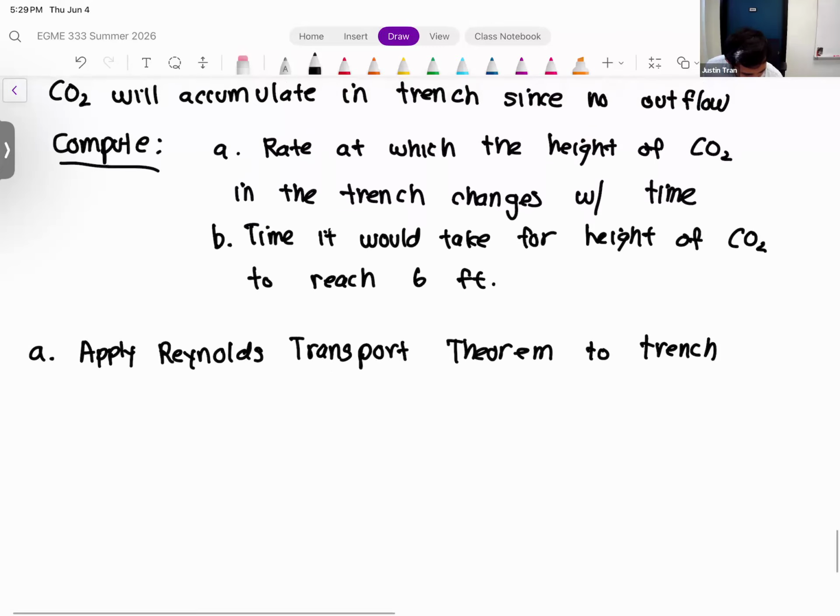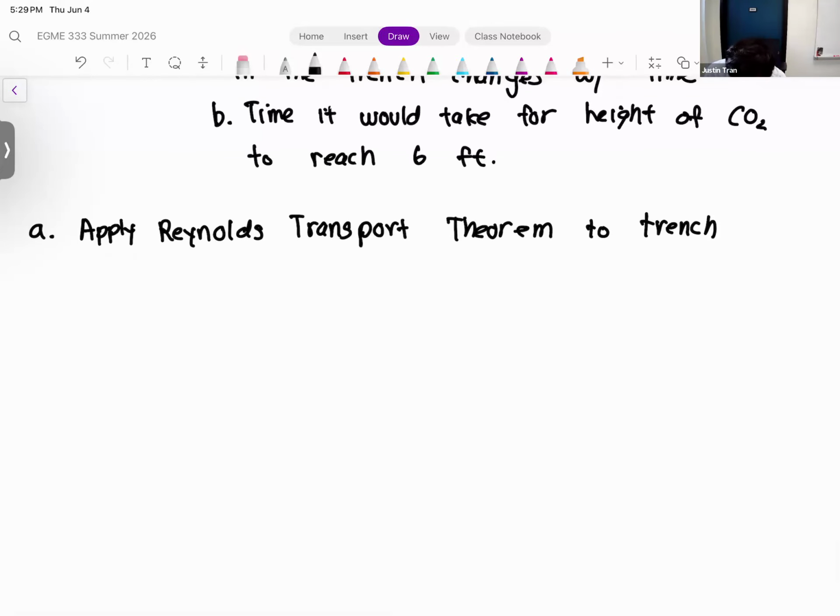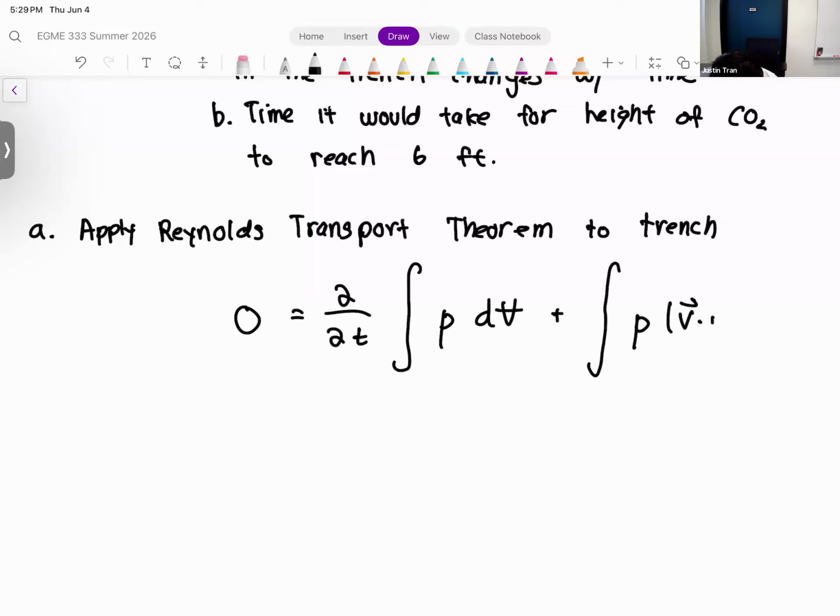All right, so let's go ahead and apply our Reynolds transport theorem. We only have one form right now, which is mass. All right, so we have our accumulation term here, the integral of rho dV, plus the integral of rho V dot n hat dA.